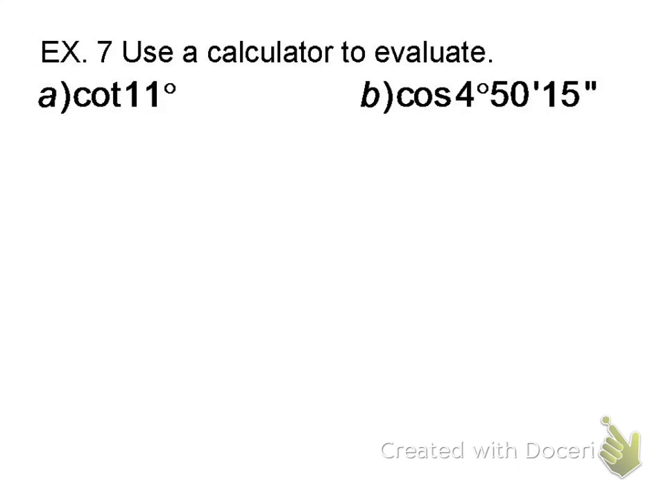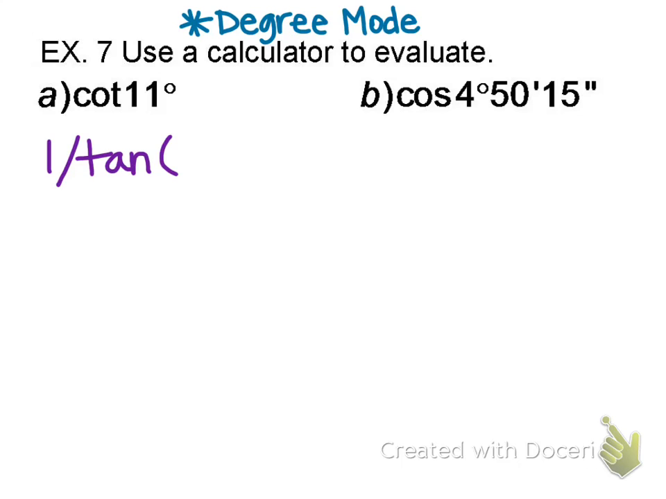Okay, number 7 wants us to use a calculator to evaluate these trig values. So make sure that you are in degree mode. Notice both of these are in degrees. One looks a little bit different on B, but we'll get to that one. So on A it says cotangent of 11 degrees. Well, if you notice, you do not have a cotangent button on your calculator, so we're going to have to use some reciprocals here. Cotangent we know is the same as 1 over tangent. So when you type this into your calculator, you're going to type 1 divided by tangent of 11 degrees. So go ahead and type that in.